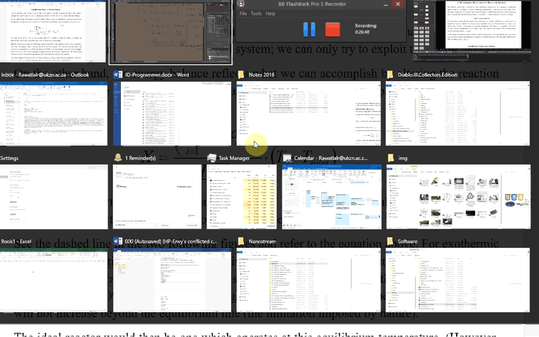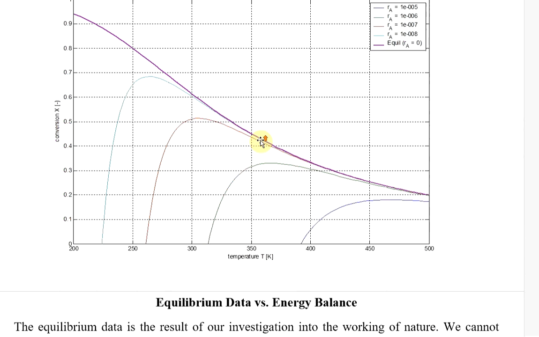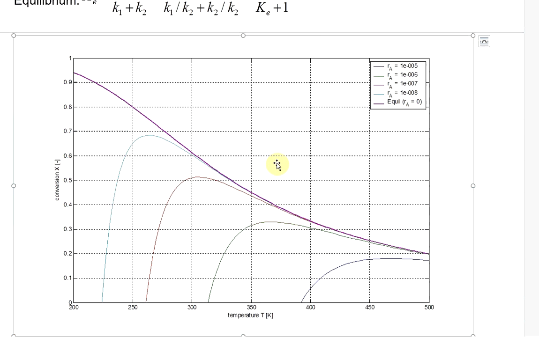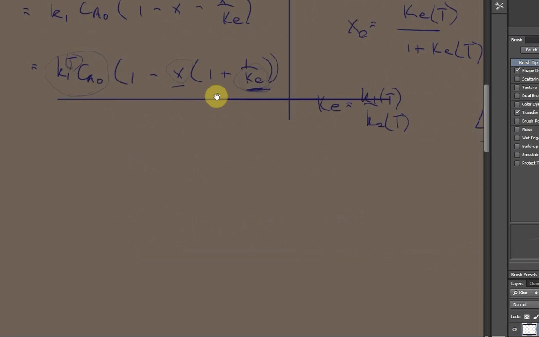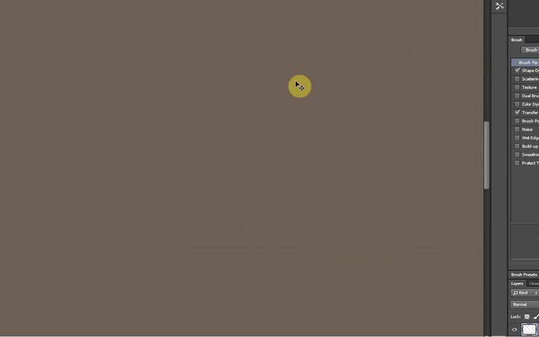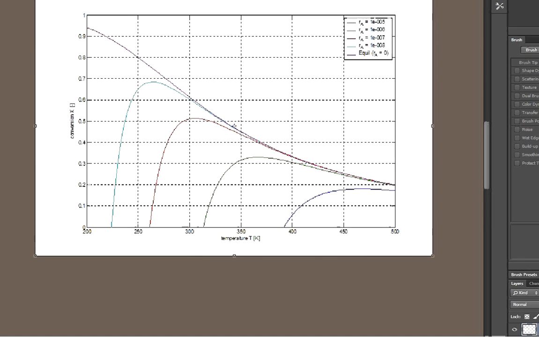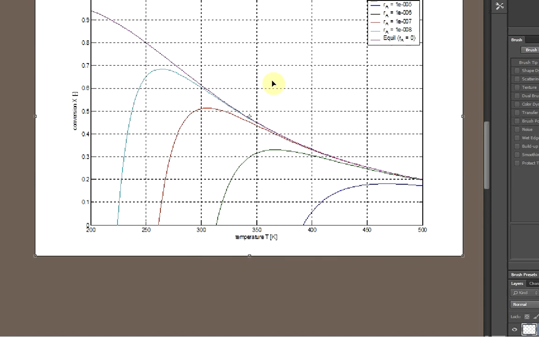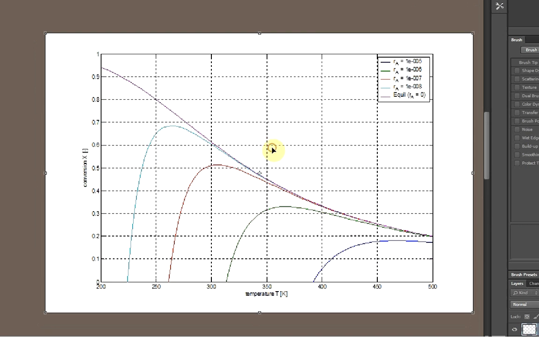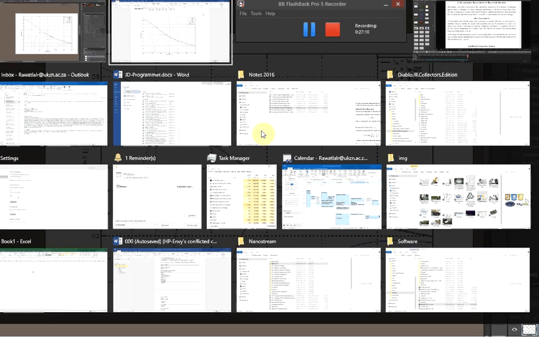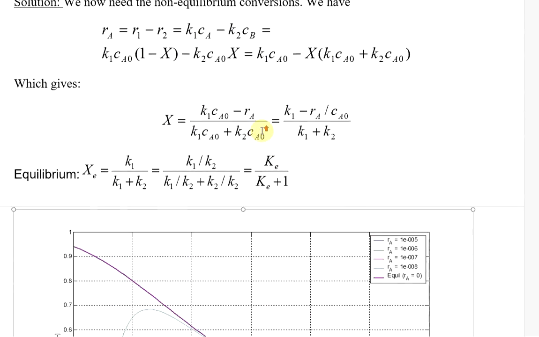So if we go back to this one, let's just move that over to our screen here. Let's just put this down, and let's draw an isorate line then. And let's just think about this isorate line first.